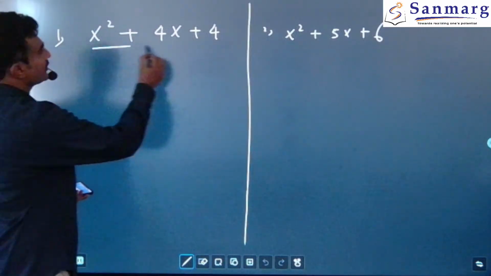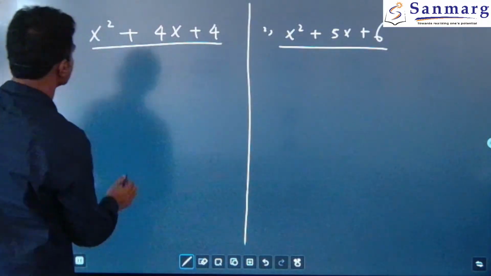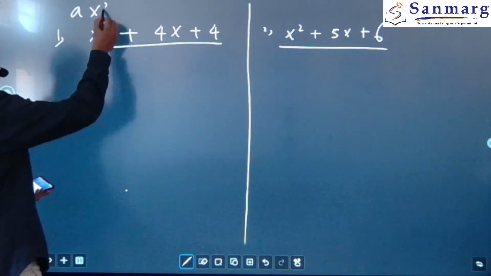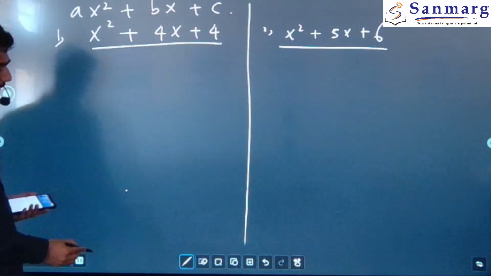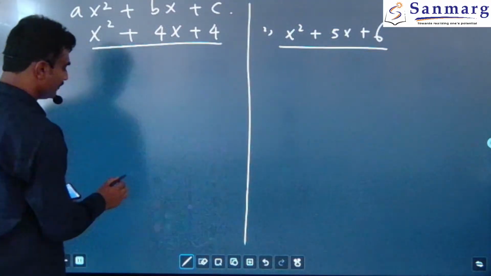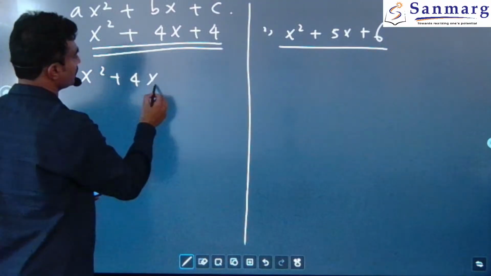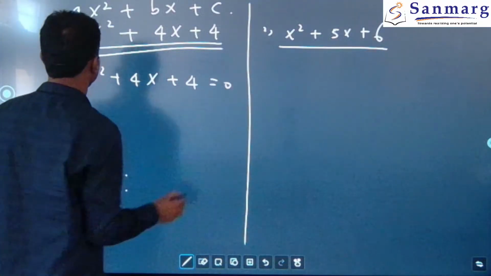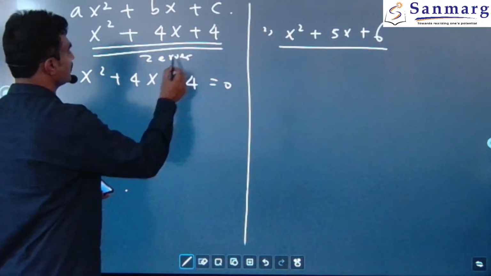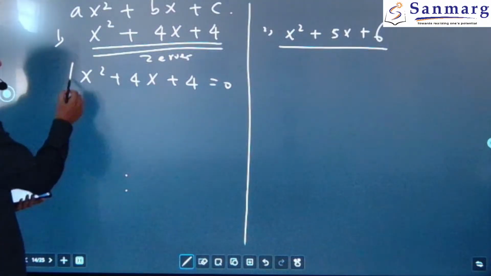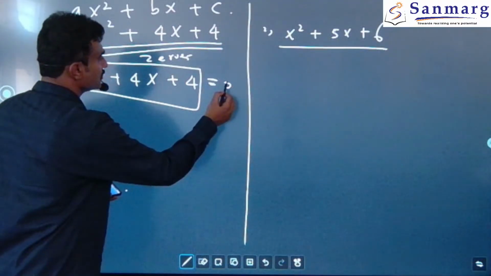So next, how do you solve a quadratic equation? The standard form of a quadratic equation is something like this: ax square plus bx plus c. So how do you find the roots, or the zeros, of the equation x square plus 4x plus 4 is equal to 0? First thing, we have to equate it to 0.